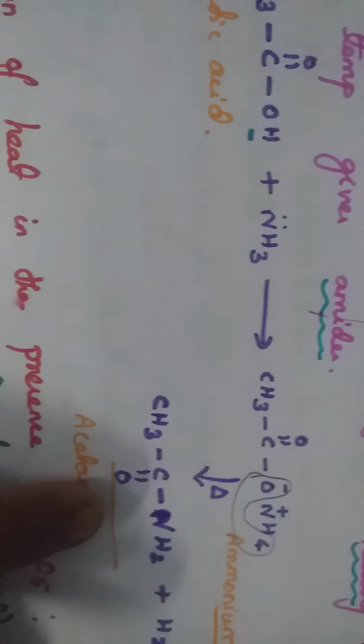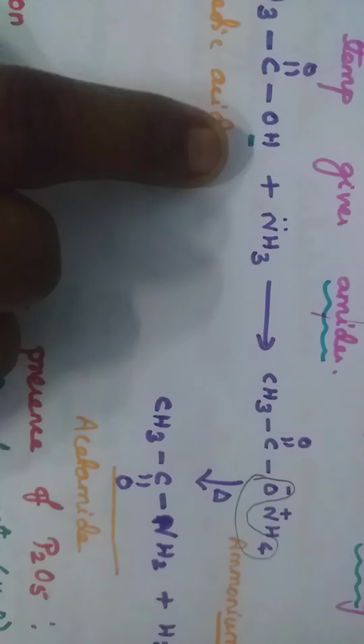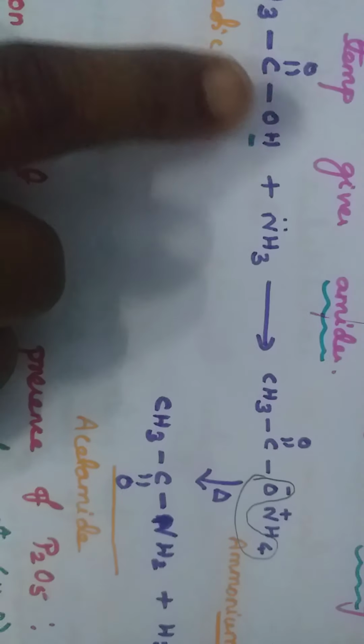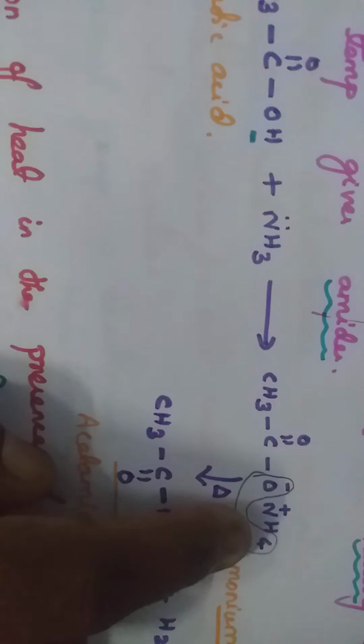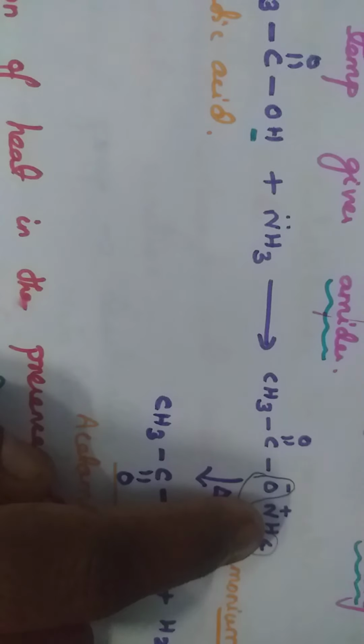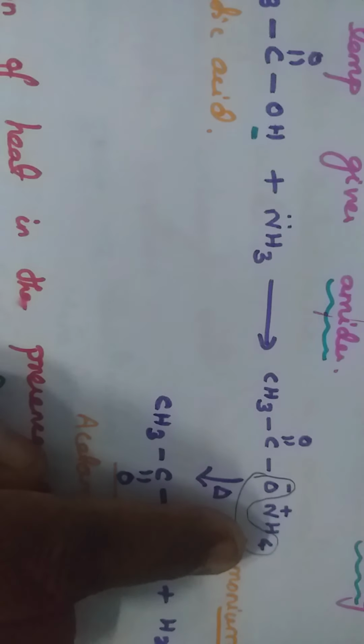So first one, acetic acid, CH3COOH. Next, ammonia. How does this reaction take place? Acid has a tendency to give H plus ions. Nitrogen has a lone pair, so it has a tendency to accept this H plus and form ammonium salt. Why do we put a plus sign for nitrogen? Since it shares its lone pair electrons, nitrogen carries the plus sign. CH3, C double bond O, O minus, NH4 plus. This is acetate and this is ammonium. So it is called ammonium acetate.